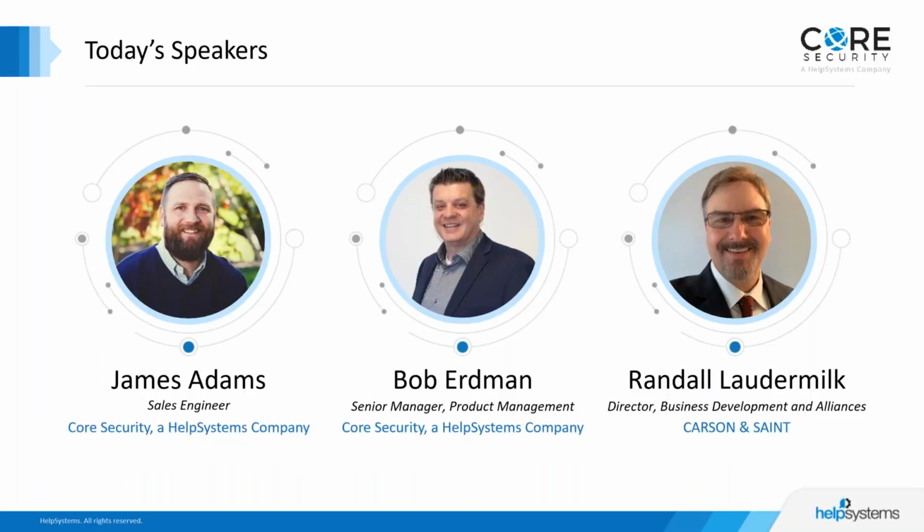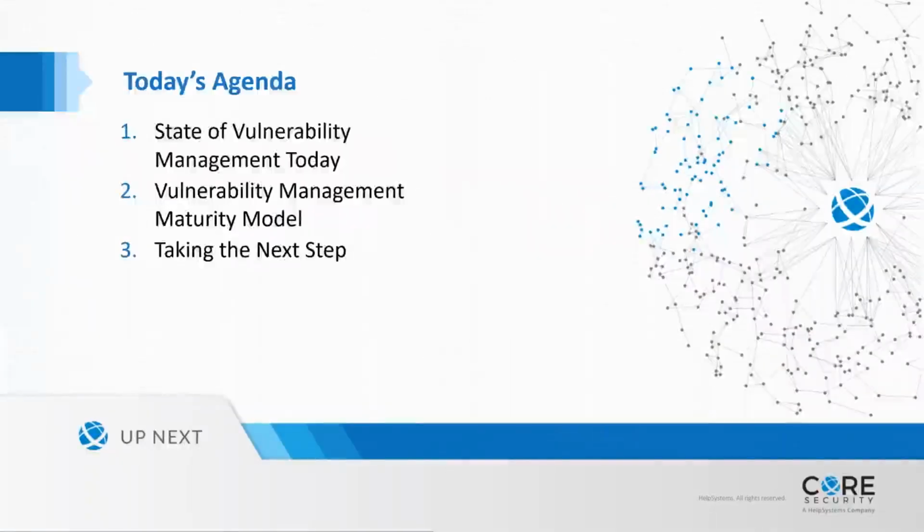We're going to go through just a quick agenda. Won't stay too long on this, but we're first going to start off with Randall talking a little bit about the state of vulnerability management today, what he's seeing as a vulnerability scanning and vulnerability management vendor, and some of the issues that some of the clients and companies are facing. We're going to move into the vulnerability management maturity model, which is really a phased approach that different companies can take based off of where they're at in their own vulnerability program. And then we'll talk about some of the next steps.